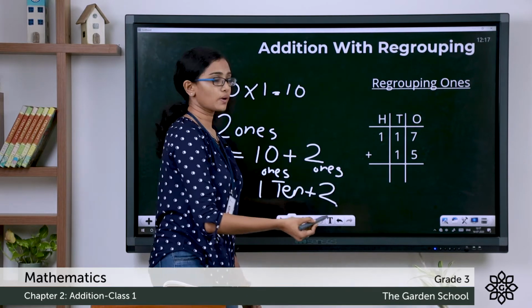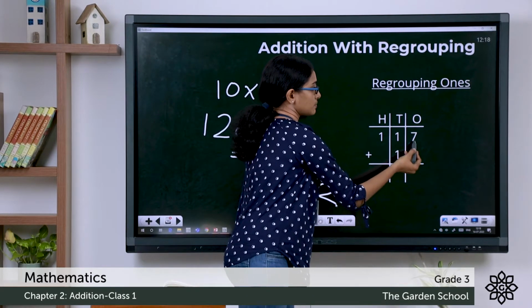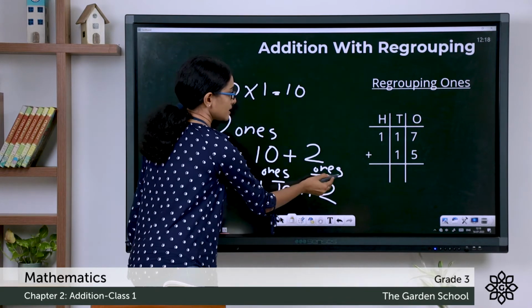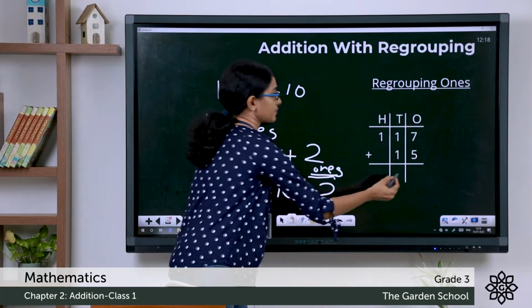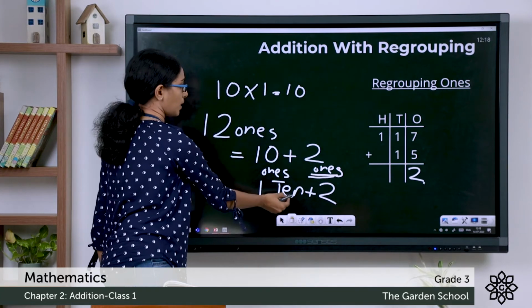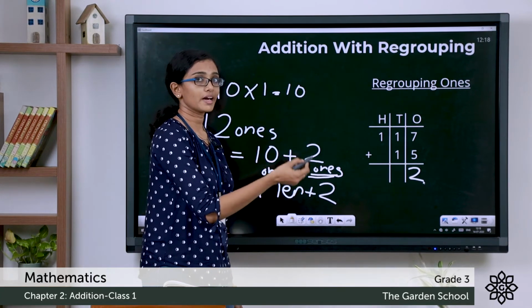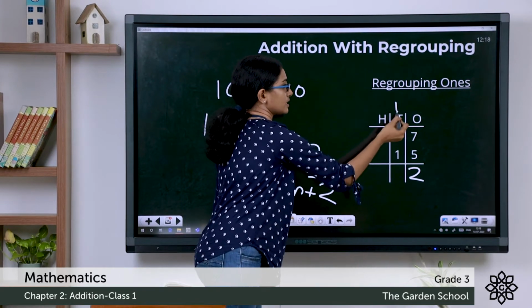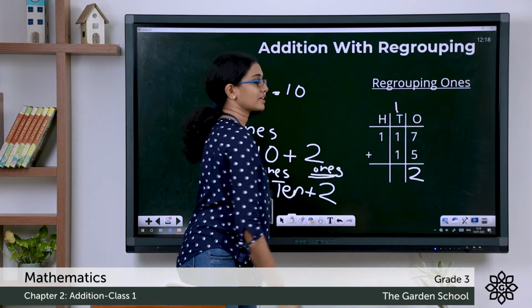So how do we write this? Here 7 ones plus 5 ones will give you 12 ones. So in the ones place, let's write 2 ones and we have 1 ten here. Let's carry over that 1 ten to the tens place. So that 1 ten is carried over to the tens place.